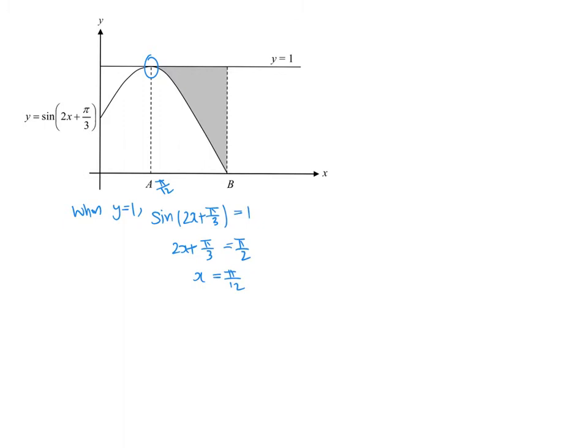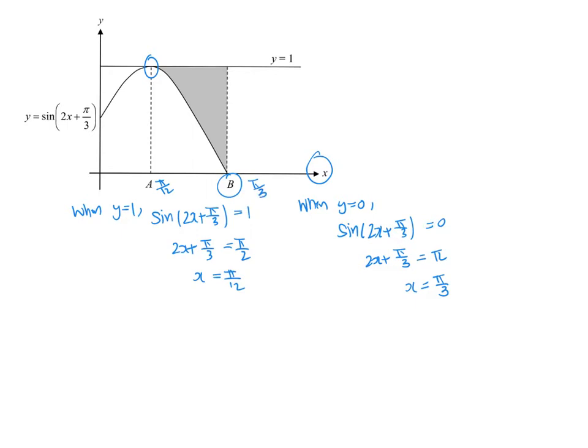Likewise, we have to find the x coordinate of B. We see that the curve actually touches the x-axis, so that is when y is 0. So when y is 0, we have sine(2x plus pi over 3) equals 0. Solving this, I will have 2x plus pi over 3 to be pi. So then we will have x to be pi over 3. So this will be pi over 3 for B.